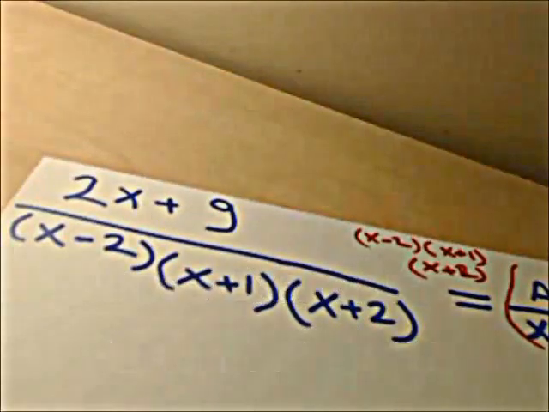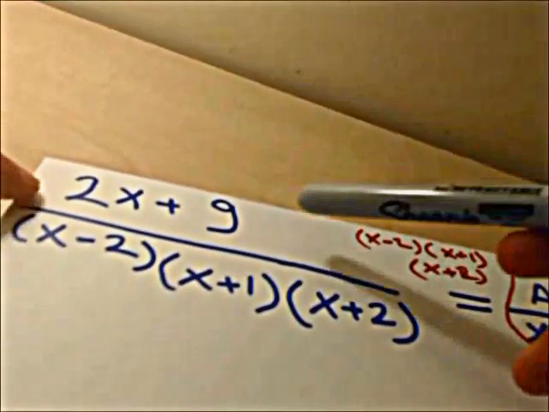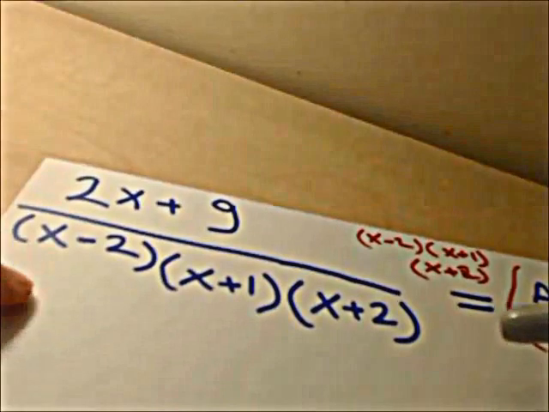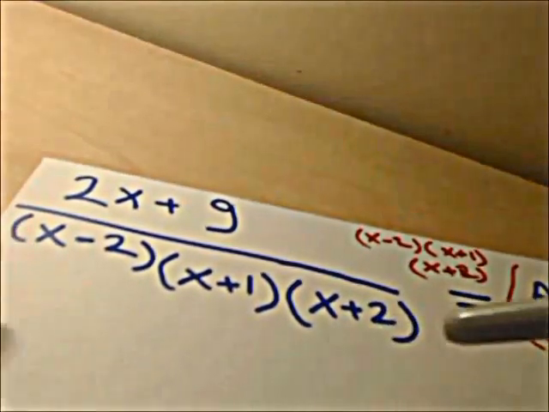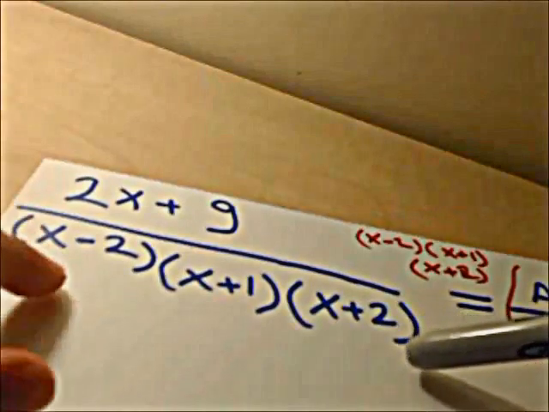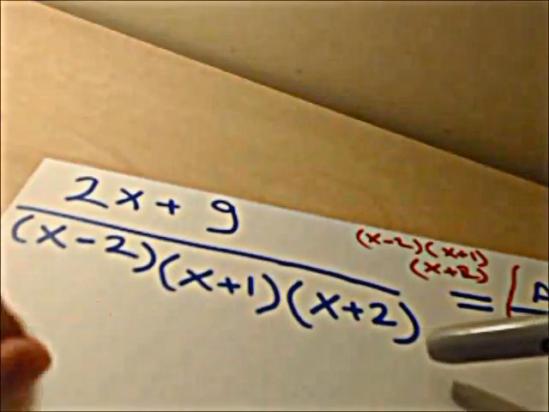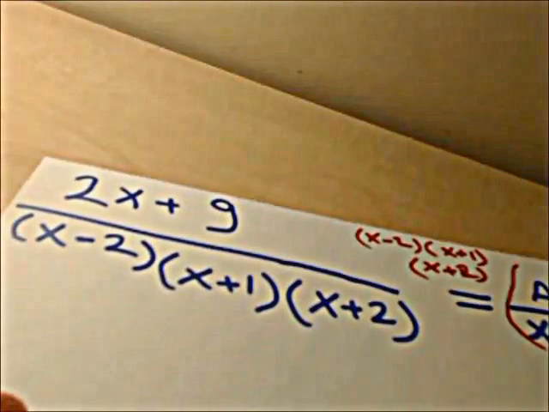Alright, in this video I'm going to do another partial fraction decomposition example. And here we've got (2x + 9) over (x - 2)(x + 1)(x + 2). Actually, in this example we've got an already factored denominator, so that would make our lives a lot easier.